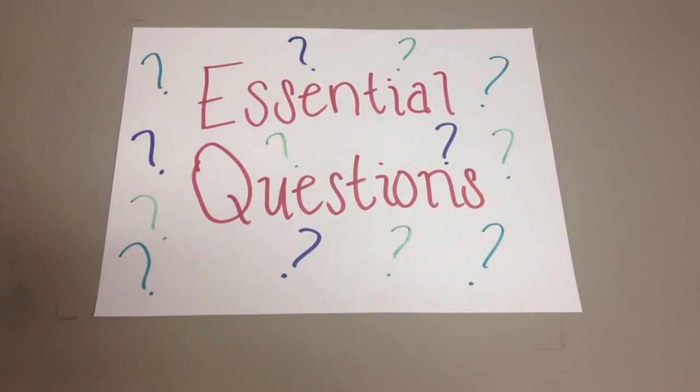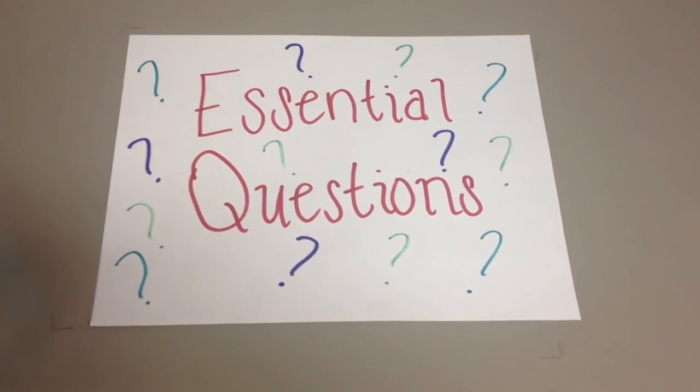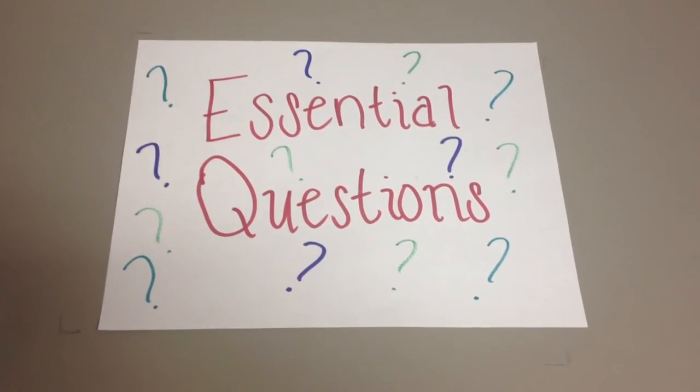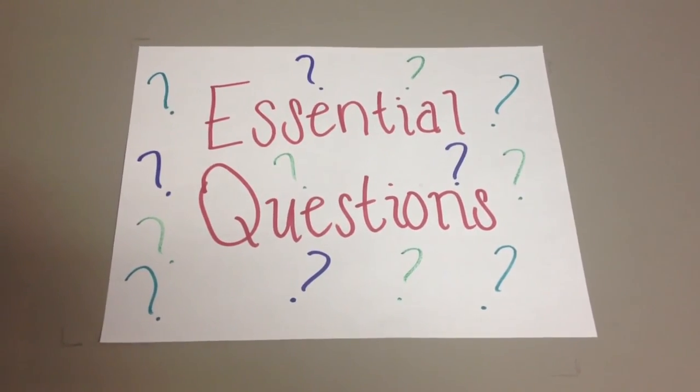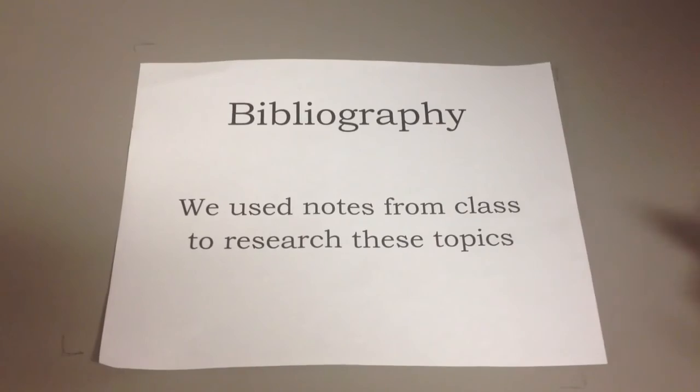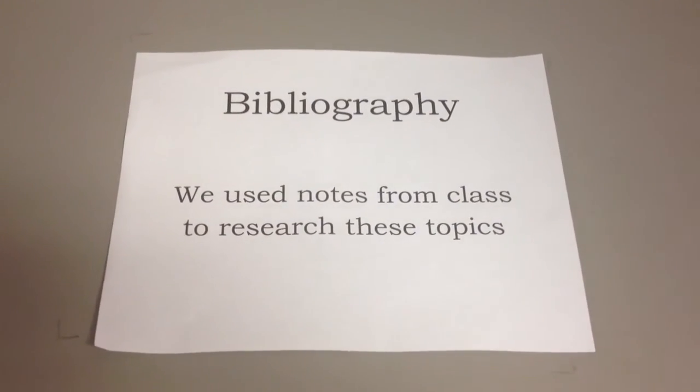Importance. This topic is important because industries use Weber's triangles in today's world, and agglomeration / deglomeration occurs frequently. Bibliography. We use notes from our class to research these topics.